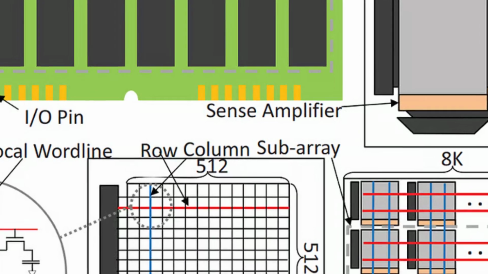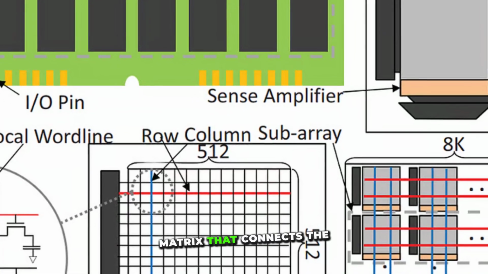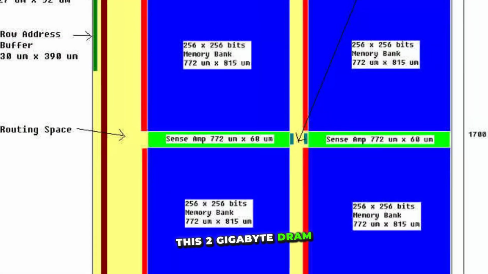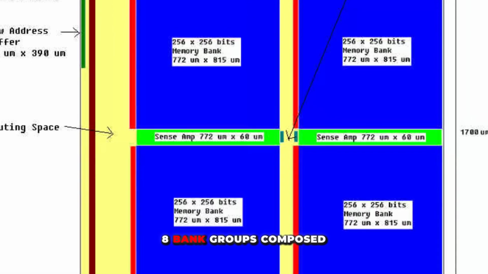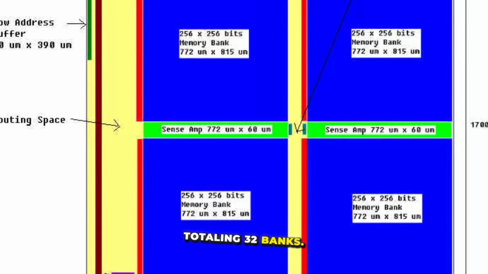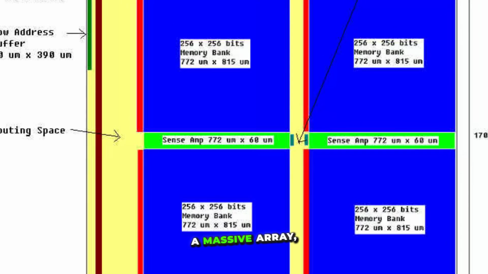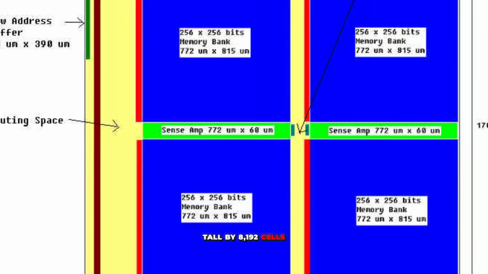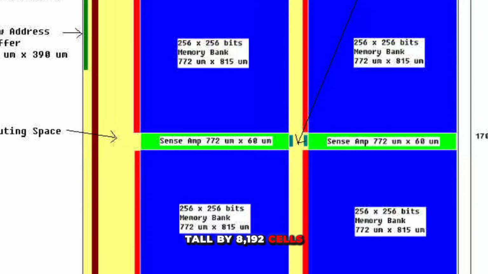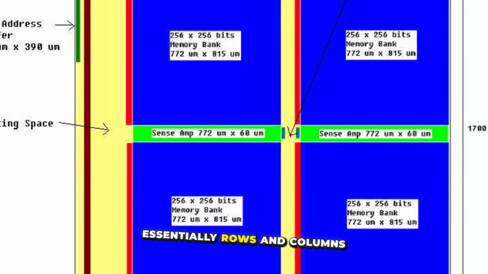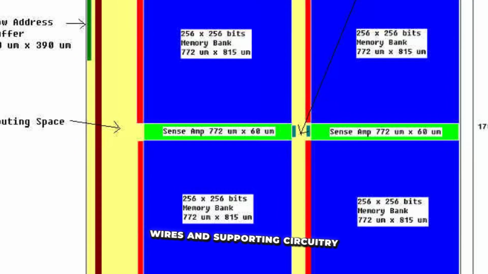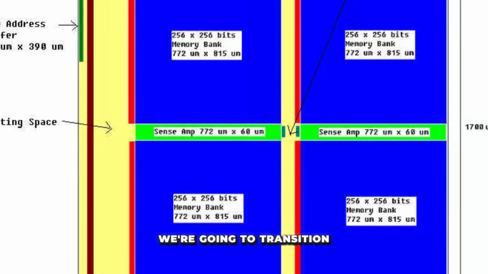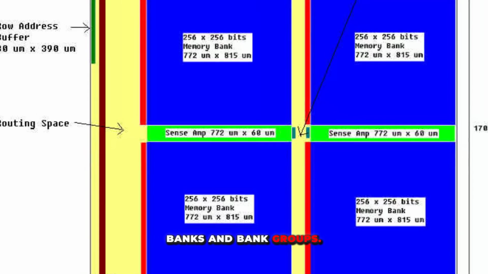Inside the exterior packaging, we find an interconnection matrix that connects the ball grid array at the bottom with the die, which is the main part of this microchip. This 2 GB DRAM die is organized into 8 bank groups composed of 4 banks each, totaling 32 banks. Within each bank is a massive array, 65,536 memory cells tall by 8,192 cells across, essentially rows and columns in a grid with tens of thousands of wires and supporting circuitry running outside each bank. Instead of looking at this die, we're going to transition to a functional diagram and then reorganize the banks and bank groups.